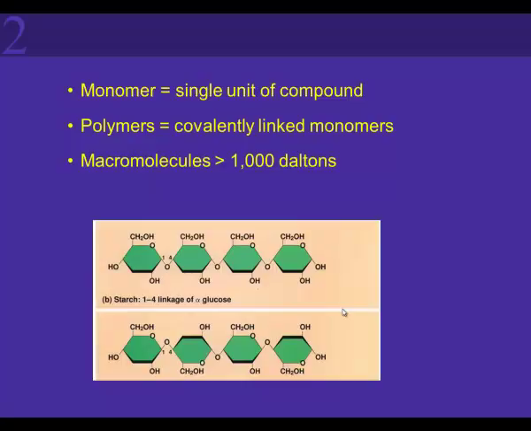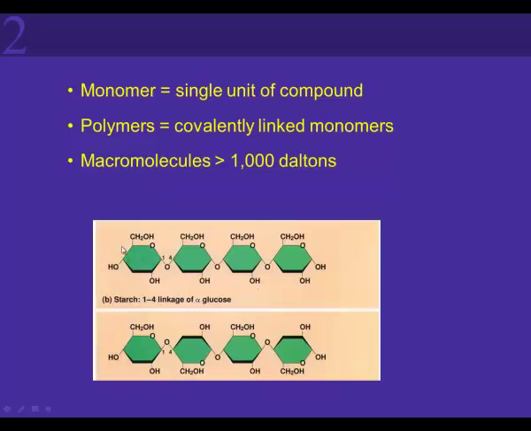The first of which is the term monomer, and a monomer just refers to a single unit of a compound. A polymer, with poly meaning many, consists of many monomers that are linked together with covalent bonds. And as I mentioned before, the term macromolecule refers to a very large polymer that weighs over 1,000 Daltons. So if you look down on the bottom of the screen, I have an example for you of a polymer. This is a polymer which is known as starch, and it actually consists of glucose units, which are the monomers that make up the polymer.